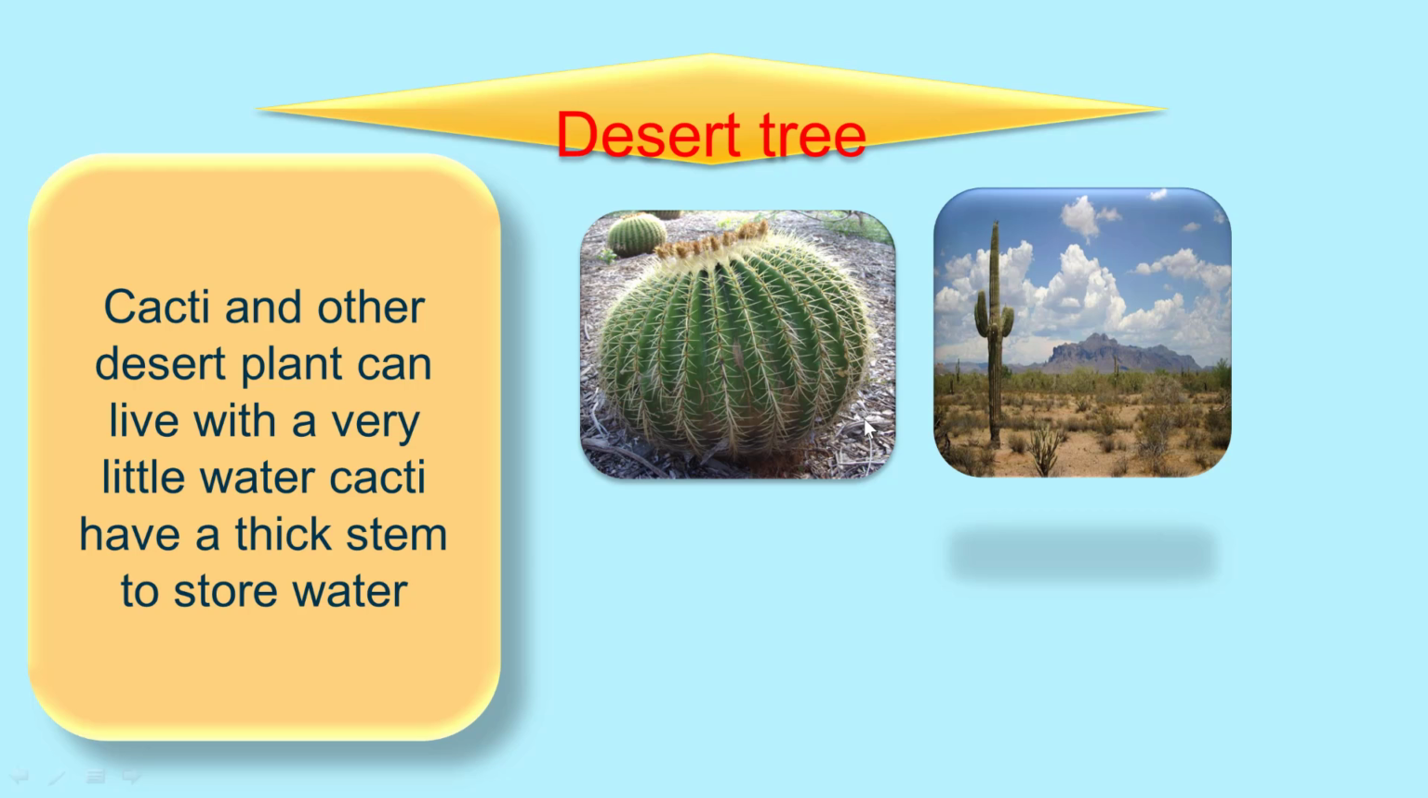The roots grow near the surface of the ground, so they absorb the rain.